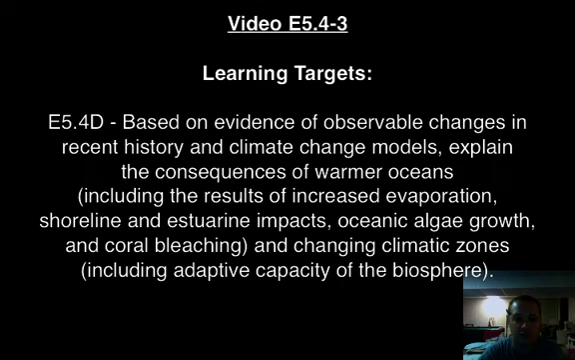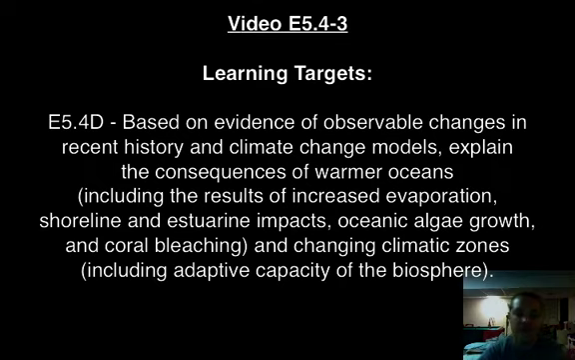So the first thing is talking about increased evaporation throughout the world. Second is how it's affecting the shorelines. Third is the estuaries. The fourth is oceanic algae growth. And then the last is coral bleaching. Along with that, it throws into changing climatic zones, which is dealing with the capacity of the biosphere.